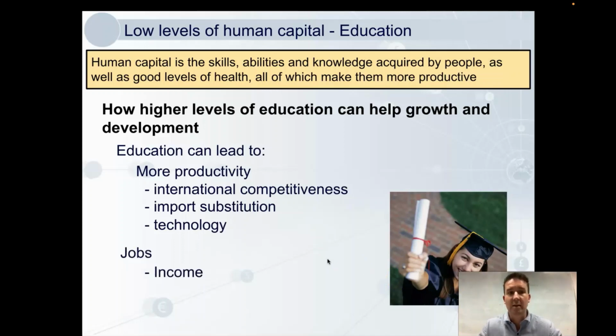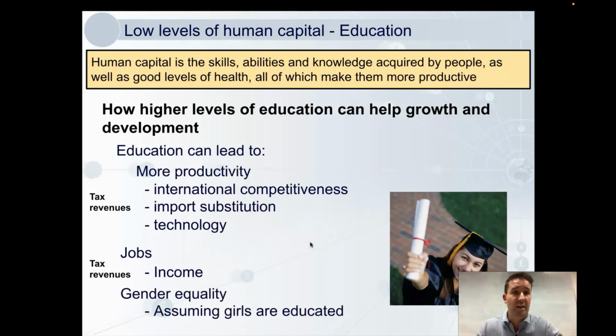Jobs, therefore income. And what we see when we have jobs and we have the competitiveness, etc., we have tax revenues. Those tax revenues can be used to fund all the things that these developing countries are lacking: the education, the health, the infrastructure. Another way that education can help is by having more gender equality. Education is a great leveler in that way. Of course, that assumes that girls can be educated in that country. Not always a safe assumption.